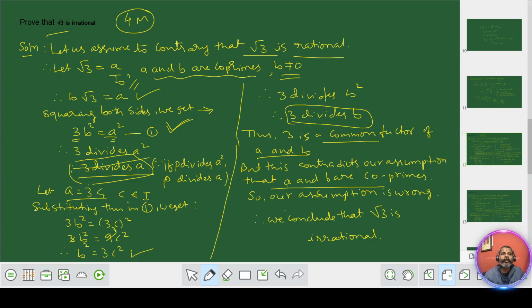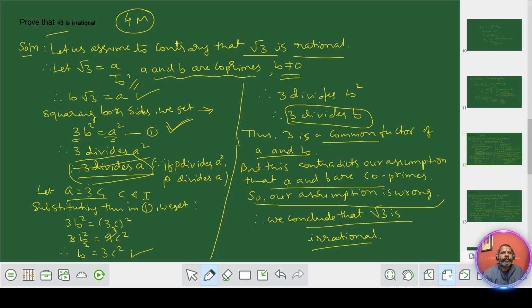So our assumption was wrong. What was our assumption? That a and b are co-primes, or that root 3 is rational. Since we assumed root 3 as rational, we wrote root 3 is equal to a by b. But a and b turned out to have a common factor 3. So our assumption was wrong. So we conclude that root 3 is irrational.